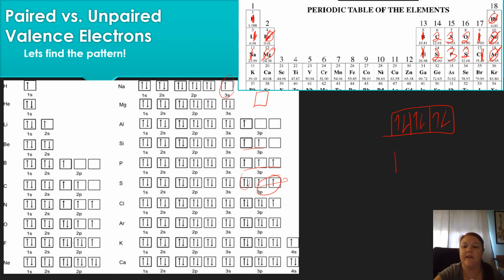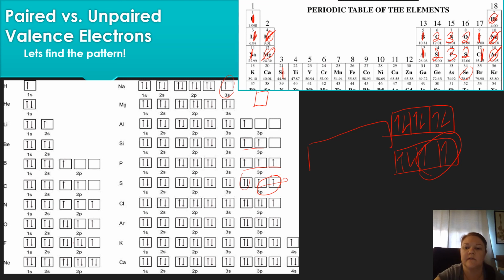We can think of it just like our p orbital here. If I wanted to do selenium, I would say it's the 4th element in that p orbital. So 1, 2, 3, 4. So I have 2 unpaired electrons. It's an easy way to find that. If we wanted to do the d orbital, we could also do that. It's going to start with 1.